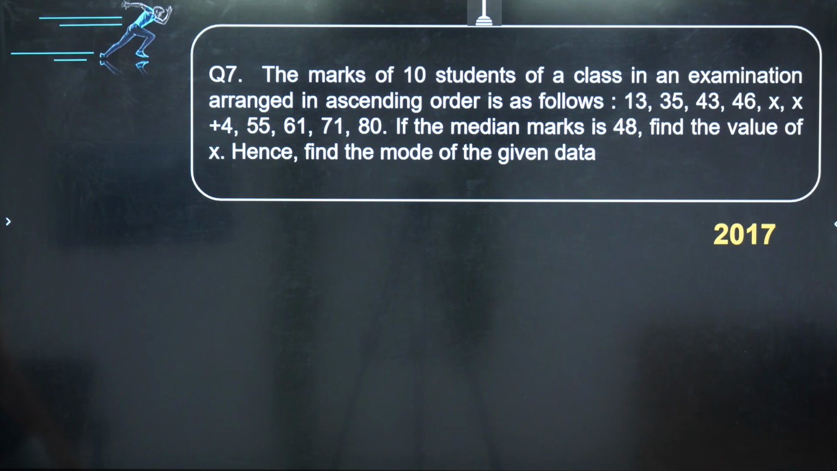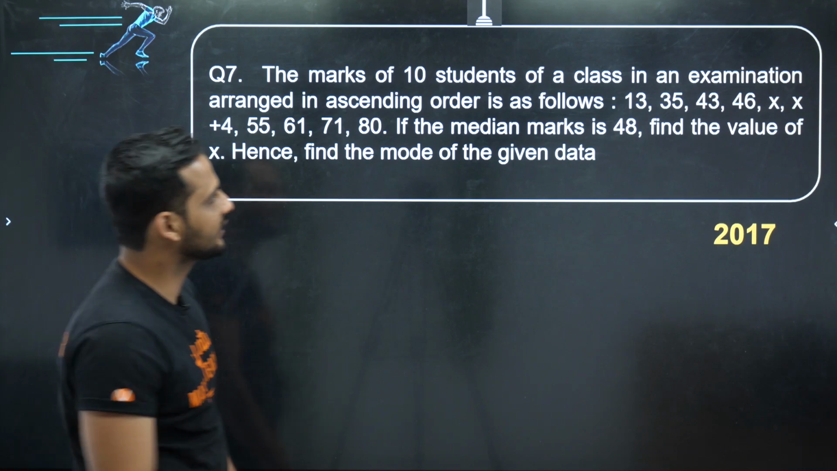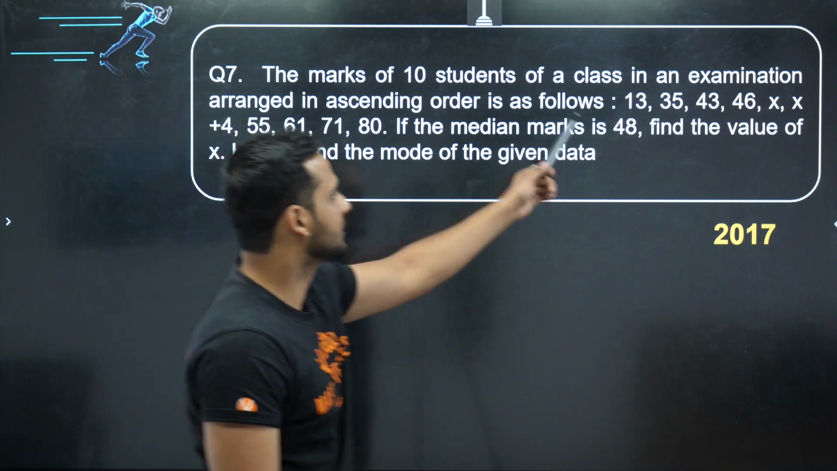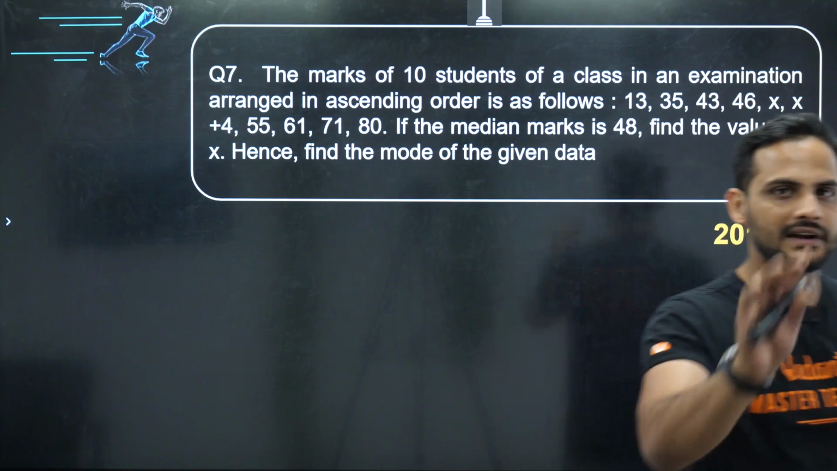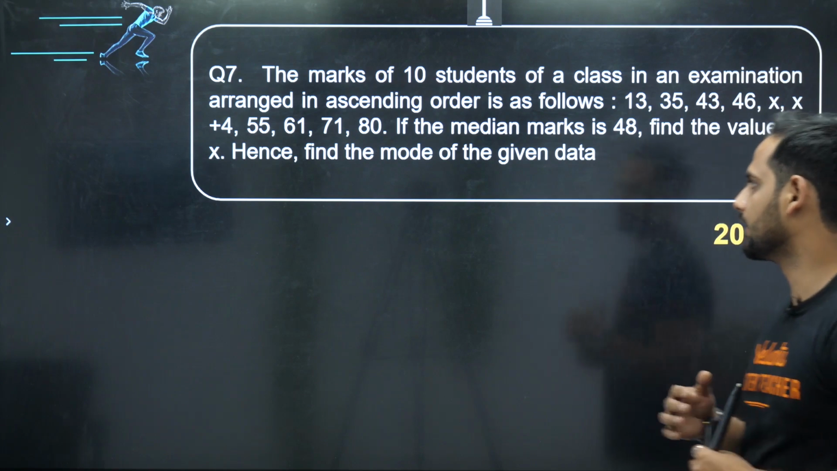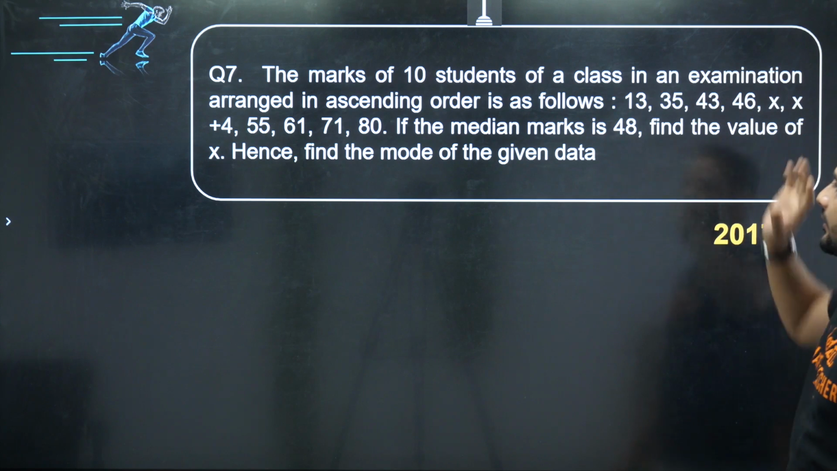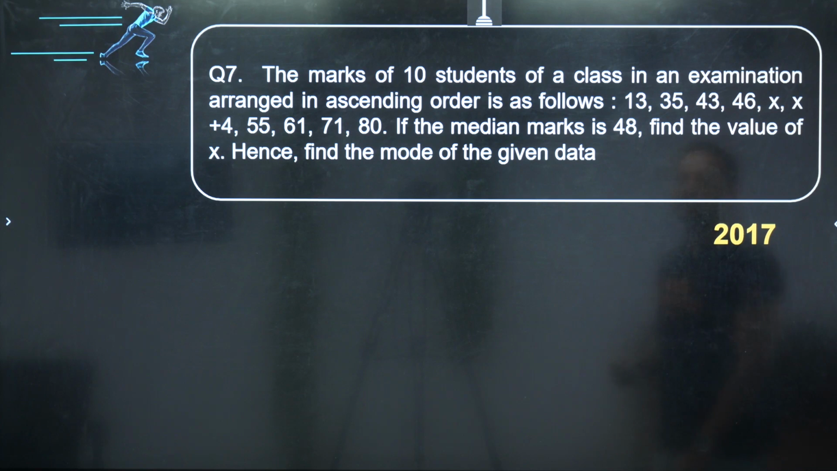The next question we have is this: the marks of 10 students of a class in an examination, arranged in ascending order, are as follows: 13, 35, X plus 4, 55, 61, 71 and 80. They have already told us that it is in ascending order. If the median marks is 48, find the value of X.